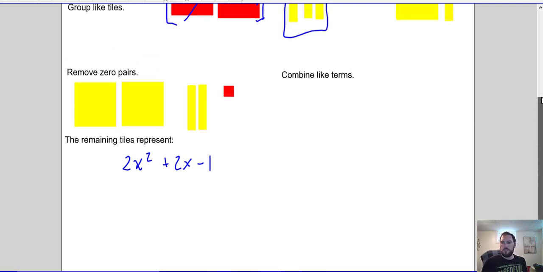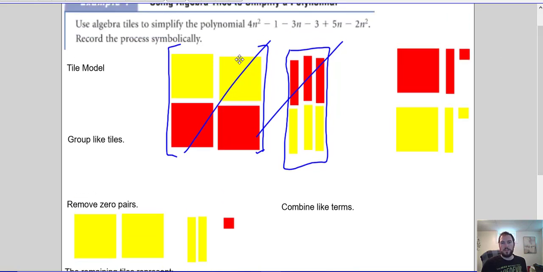So if we want to model these things by using algebra tiles, we can. We're always simply looking to put together those like pairs, those opposite pairs, those zero pairs, in order to cancel them out and then write out what is left.